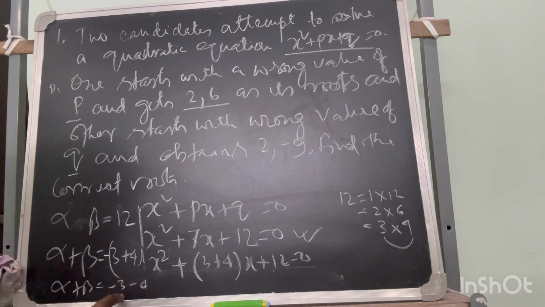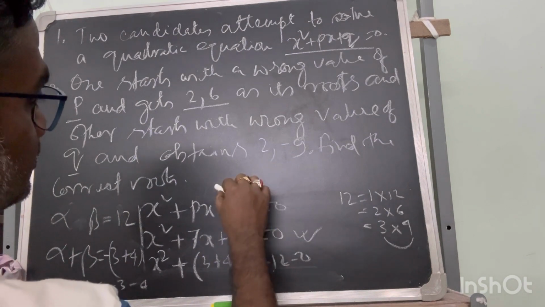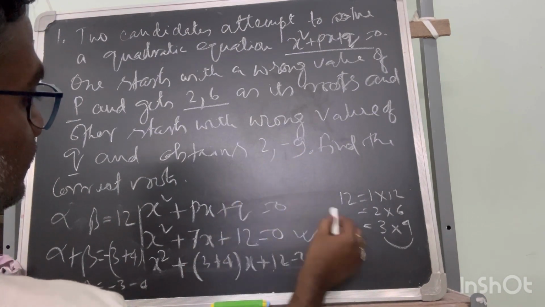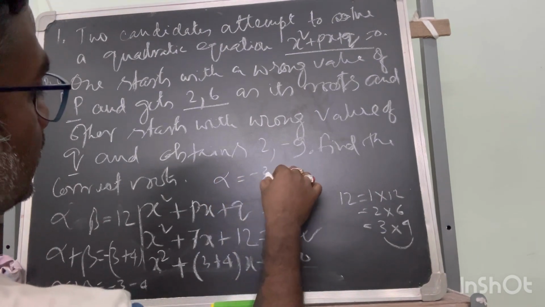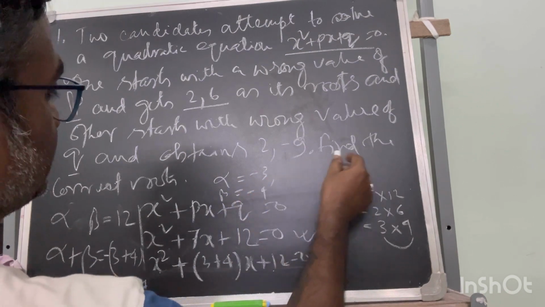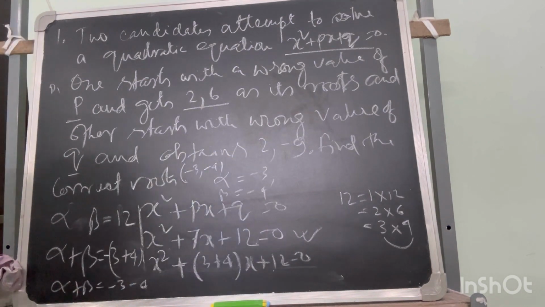So if I take alpha equal to minus 3 and beta equal to minus 4, this also will satisfy this. So from these also I can say the correct roots are alpha equal to minus 3 and beta equal to minus 4. So the answer will be minus 3 comma minus 4. Understood? So after that you need not do further.